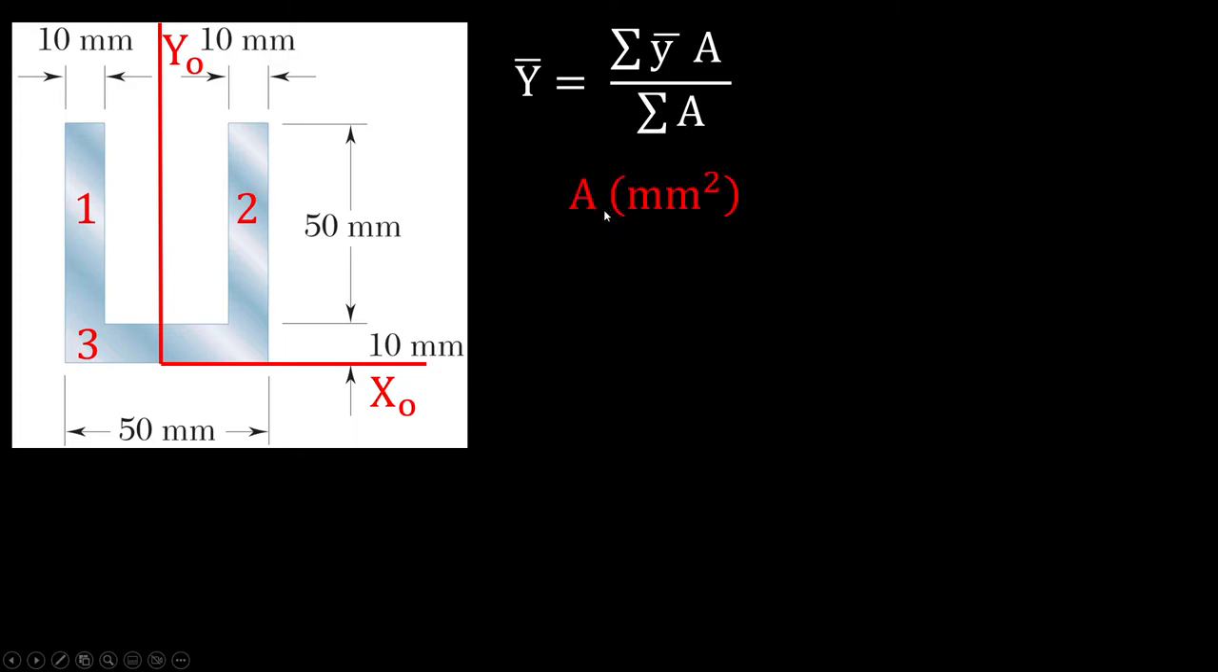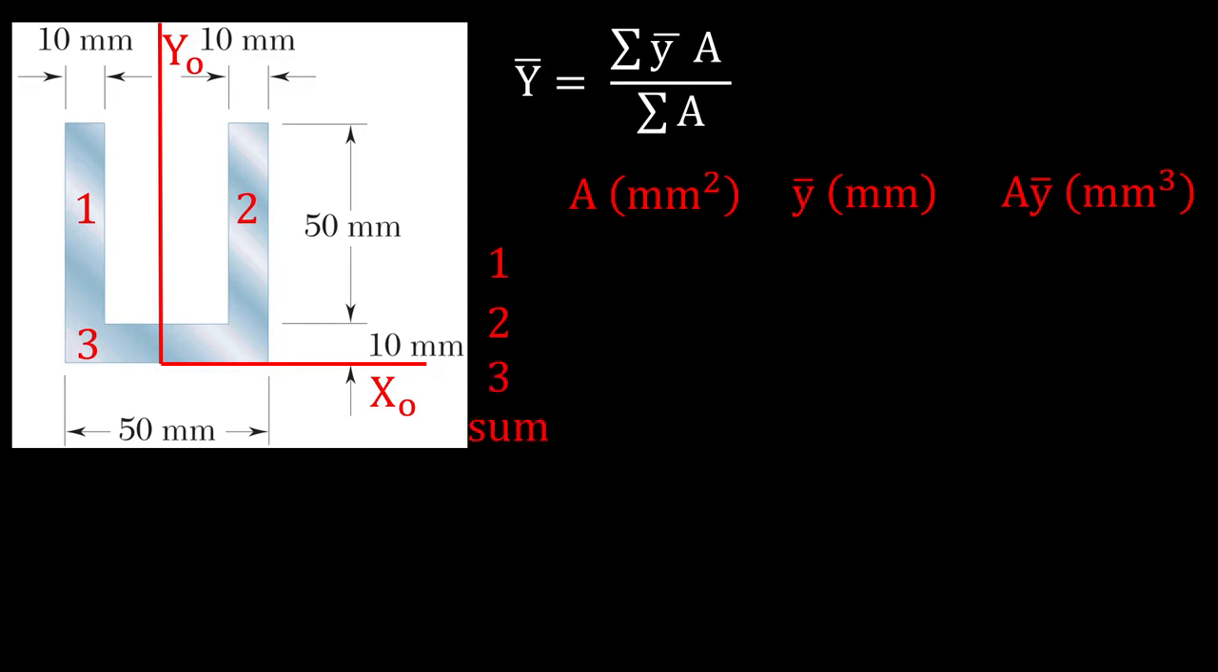In here we will have a small table where we have the area in millimeter squared, and the center of each shape, and then we will do the multiplication. So we have shape 1, shape 2, shape 3, and we need to find the sum. For area 1, it's a rectangle, so it will be 10 times 50, which is 500, and the same thing for 2 and for 3. And then we will find the sum.